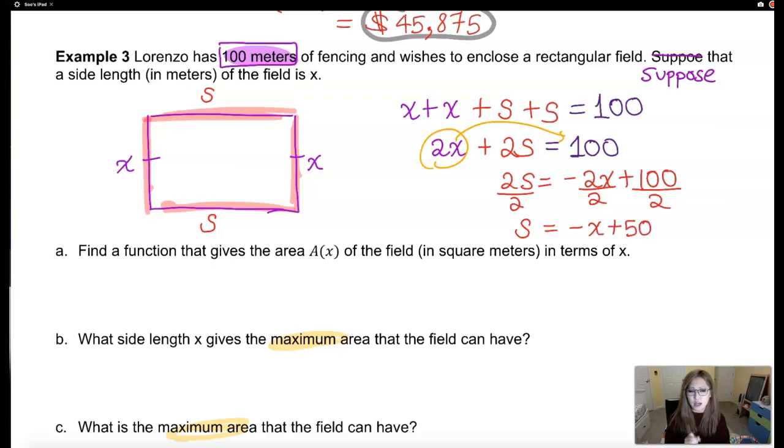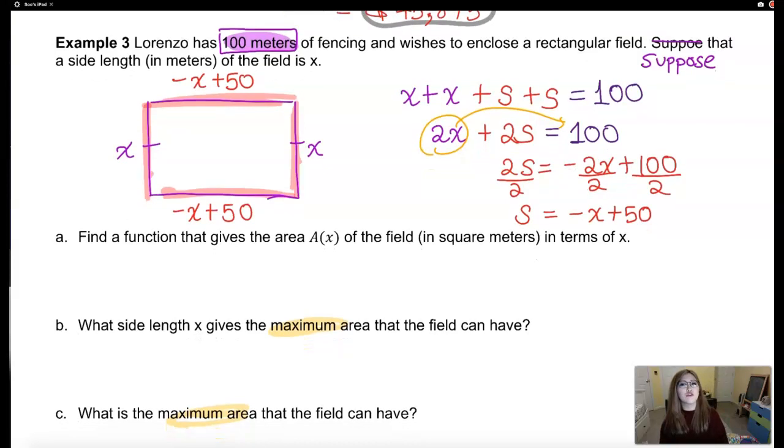So watch, I am going to get rid of this unknown variable s. No more s. We know what s is. s is equal to negative x plus 50. If that side is negative x plus 50, the bottom side is also negative x plus 50.